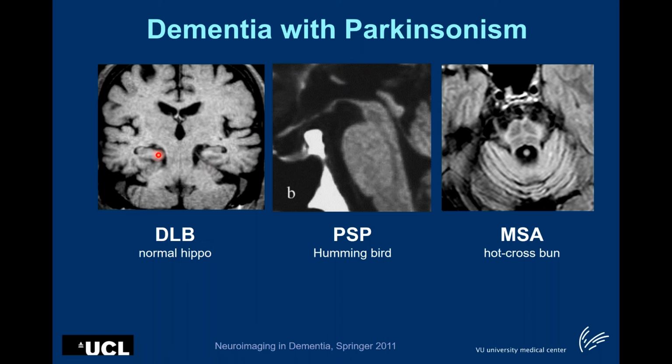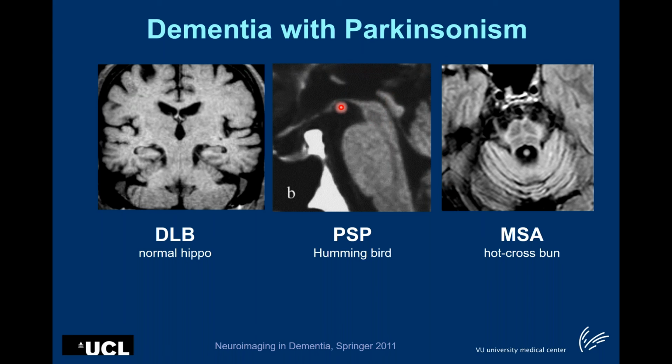And DLB is really a frustrating disorder for radiologists because the scans tend to be really quite normal early on in the disease. Later there may be generalized atrophy, but typically normal scans, including normal hippocampus. PSP, on the other hand, is very rewarding because we can see a very typical atrophy of the mesocephalon, and because the mesocephalon becomes very narrow and the border a bit concave, this is also called the hummingbird sign because it reminds people of a hummingbird. You know, this tropical bird with a long beak.